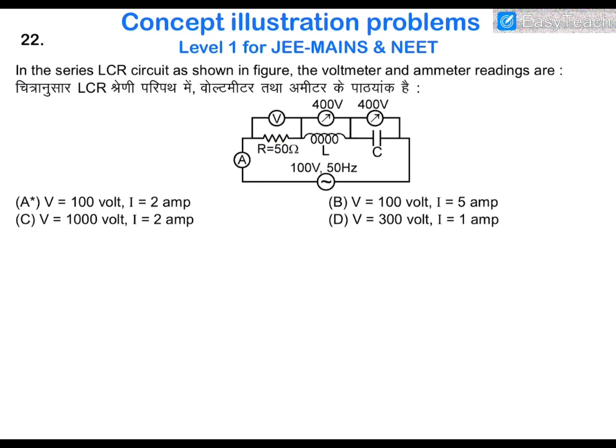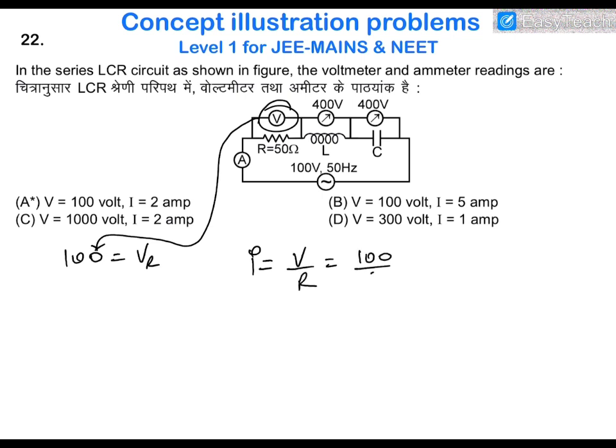So the net voltage, which is 100, will be equal to the VR, and VR will be the reading of V. So reading of V will be 100. As well as the circuit is behaving like pure resistive, therefore current I will be equal to V upon R, and V is 100 and R is 50. So current will be 2 ampere. So the correct answer will be A.